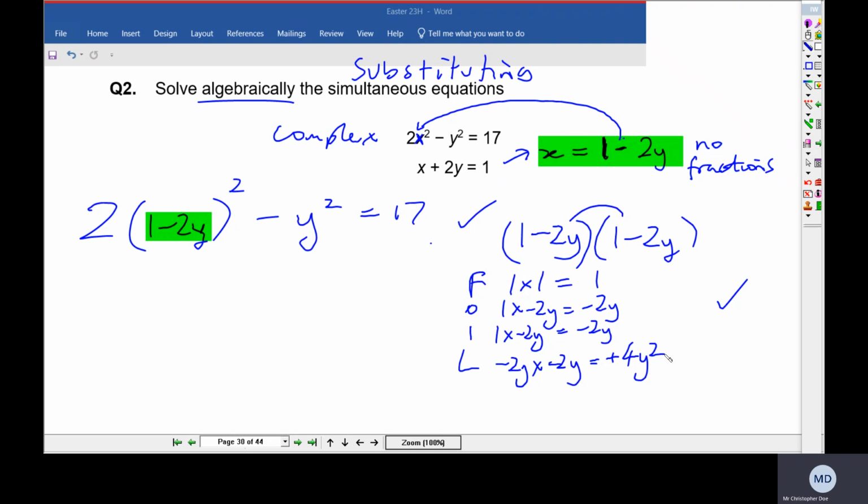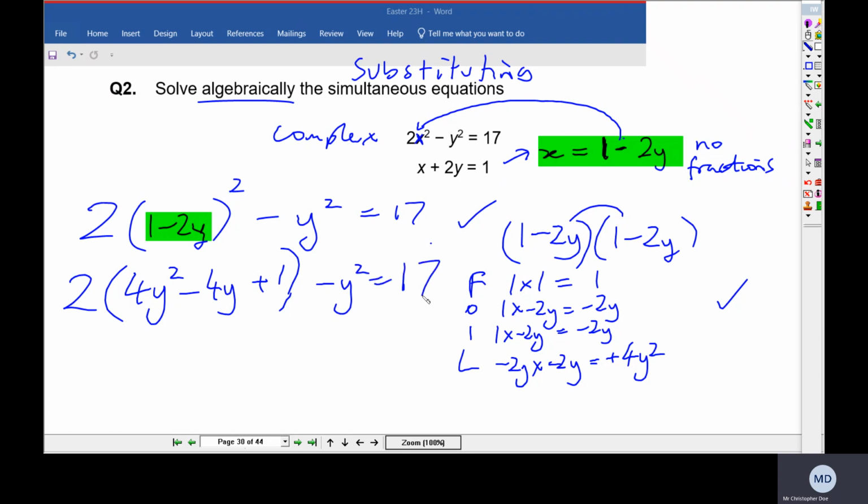So you've got this, you've got 2, and then you've got to multiply by 2 all of this. So we've got in here 4y squared. What's minus 2y minus another 2y, Max? No, minus 4y. So we've got minus 4y in there, and then we've got a plus 1. You've got to double all of that, and then take away y squared is 17. So can you go ahead and double it, please? Let's see if you can tidy it all up.